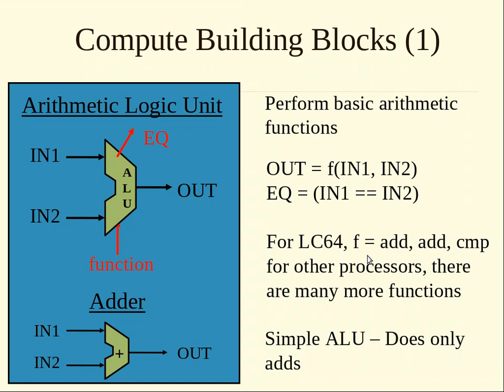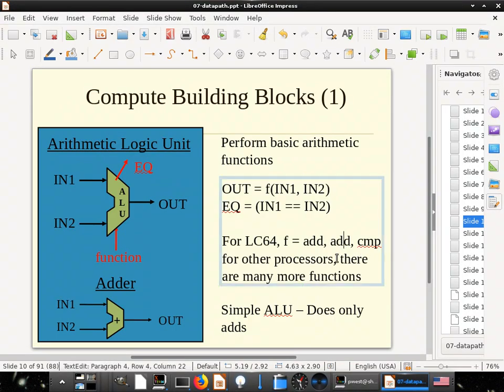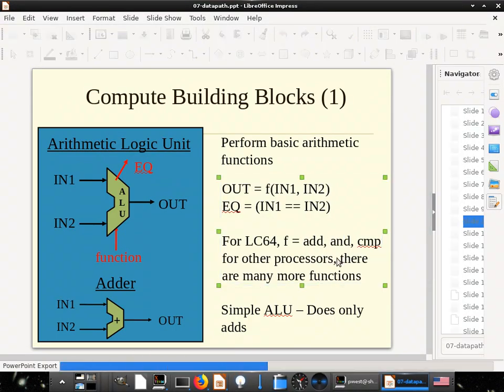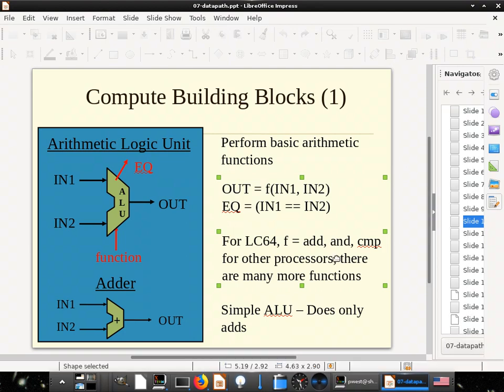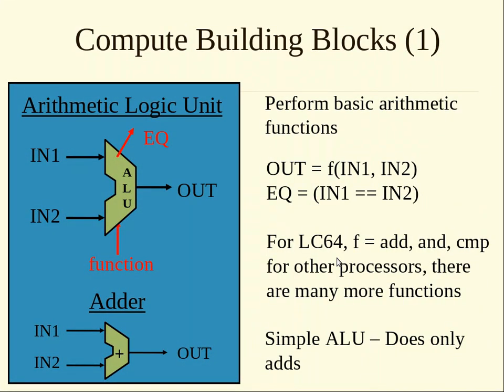All right, we have add, and, and compare. So add adds it, and does the bitwise and, and compare returns 1 if it's equal, 0 if it's not. And that's actually what that equal line is sticking out. So compare is a special instruction.